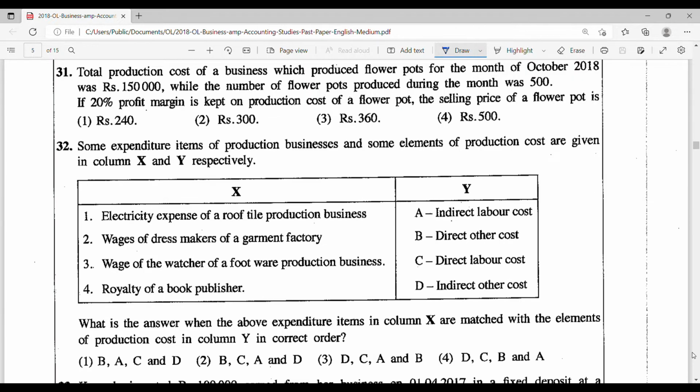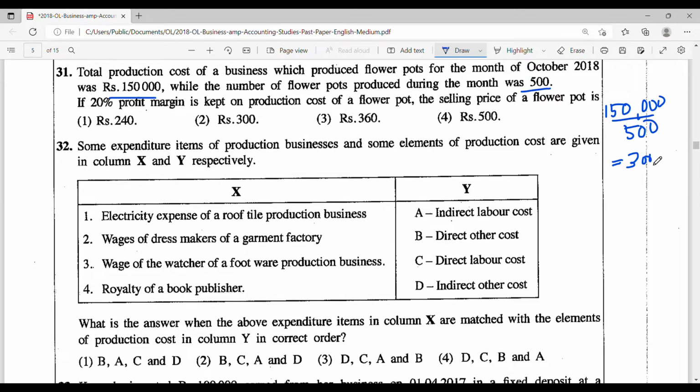40. Question number 31, total cost of production of a business which produced flower pots for the month of October 2018 was rupees 150,000, while the number of flower pots produced during the month was 500. So 150,000 divided by 500 will give you the per pot cost, that will be around 300 rupees per pot.